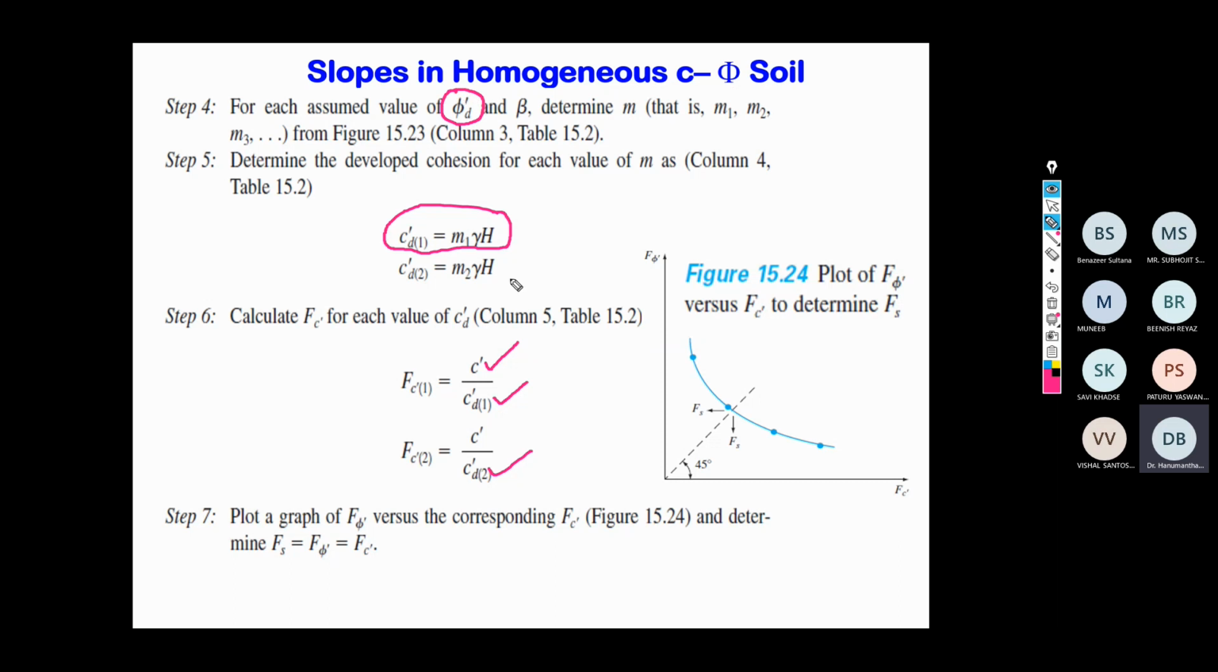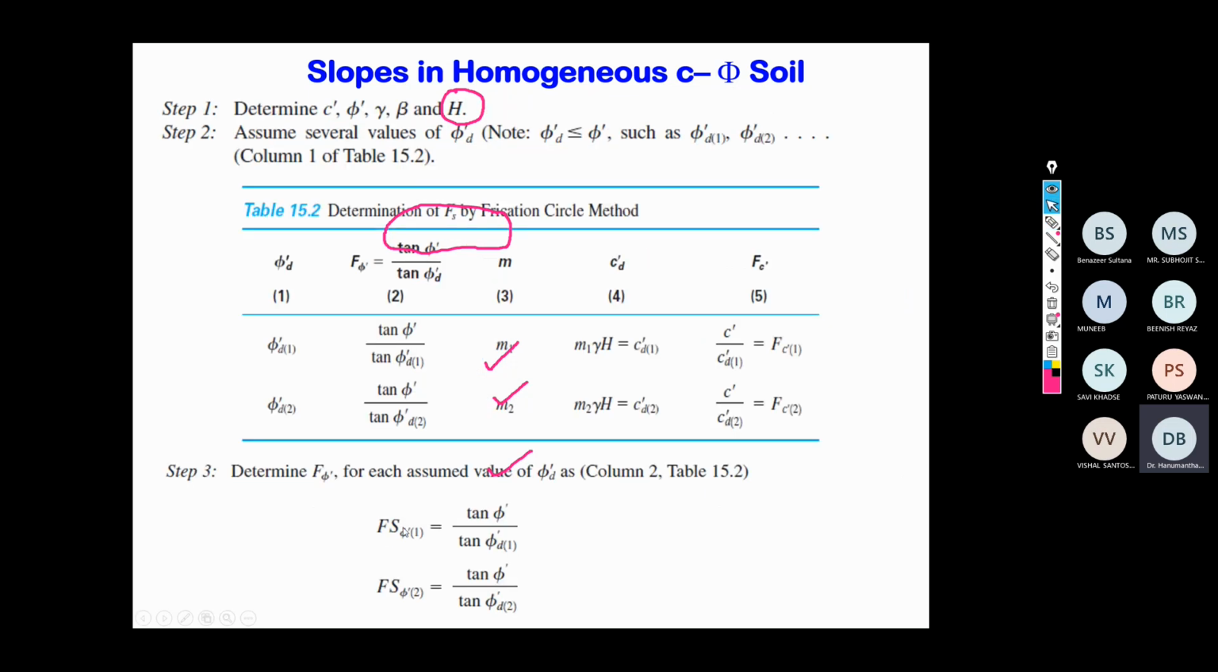That means if you assume one value, you are going to get F_c1, second F_c2, third F_c3, and so on and so forth. But overall, if you look at step 1 to step 6, actually we have calculated two factor of safety values.